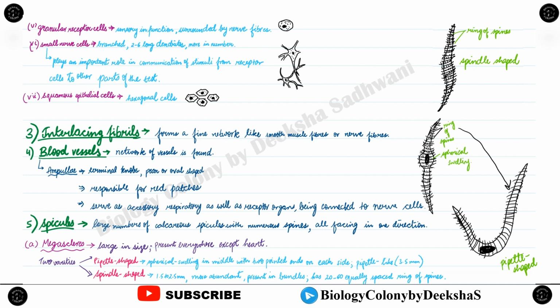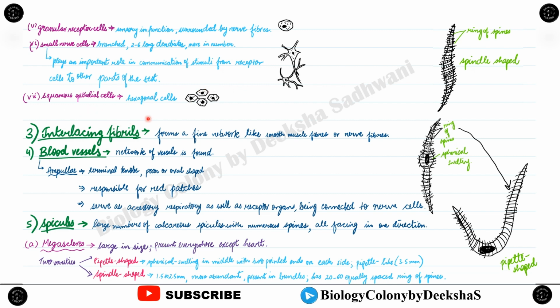So the next cell or corpuscle is granular receptor cells. It is sensory in function, surrounded by nerve fibers. Next is small nerve cells. These are branched, as you can see in this diagram. They have 2 to 6 long dendrites, and they are present more in number. They play an important role in communicating stimuli from receptor cells to the other parts of the test.